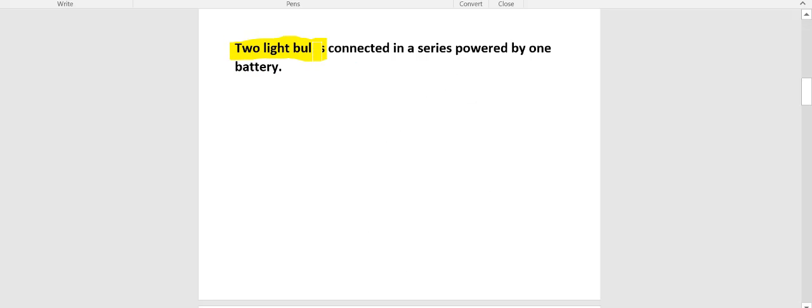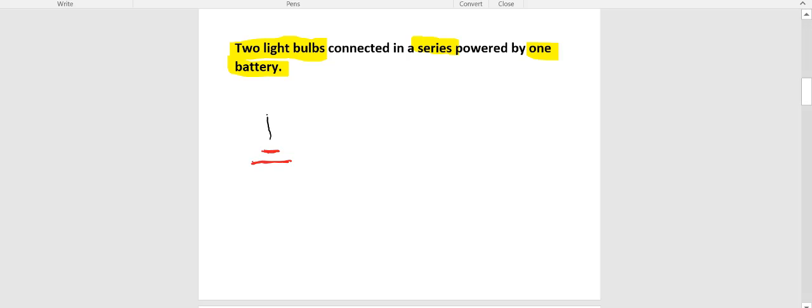In this problem, we have two light bulbs connected in series, powered by one battery. Now, what I always like to do, and you might be a little different, is start with the battery or the number of batteries, just because it makes it simple for me. It gives me a starting point. So I'm going to write my battery, and notice I'm flipping it from the diagram that we had, but that's still just one battery. I'm just turning it.